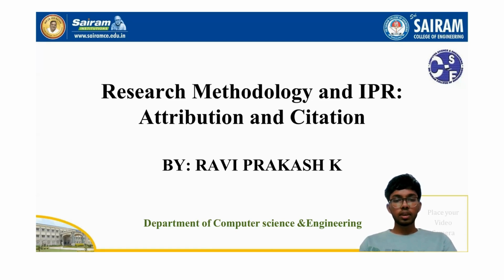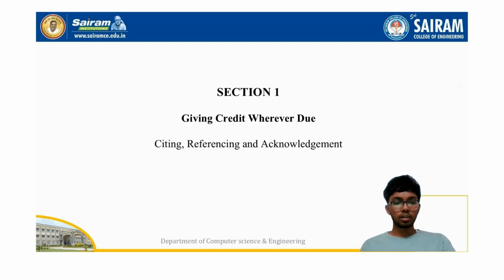Today we are going to see about the subject research methodology and IPR related topic, which is attribution and citation. In that, the first section which we are going to see is section 1, giving credit whenever due. This includes subtopics of citing, referencing and acknowledgement. Before we get into that, we should know what giving credit whenever due is.